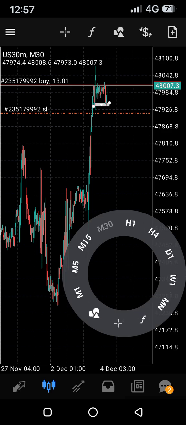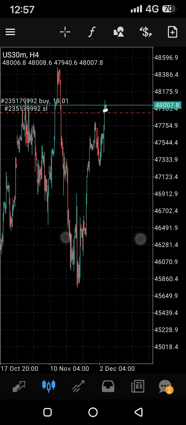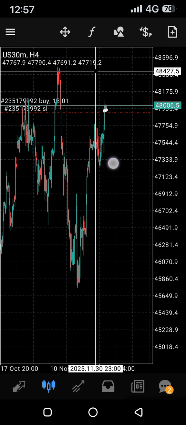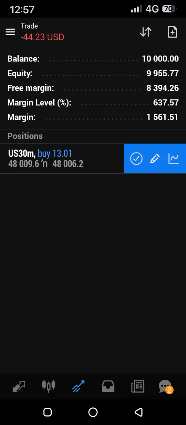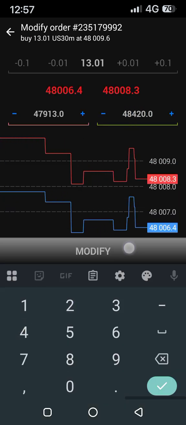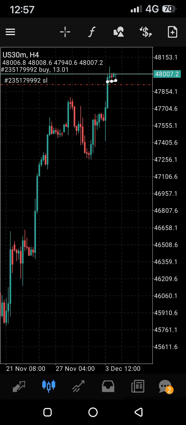I always recommend that you don't put a tighter stop loss, because you may find your entries being prohibited. I'll have my TP at this level over here above, so it will be 48,420. Let's see what price gives us, but I'm expecting that move to the upside. Let's see what price gives us.